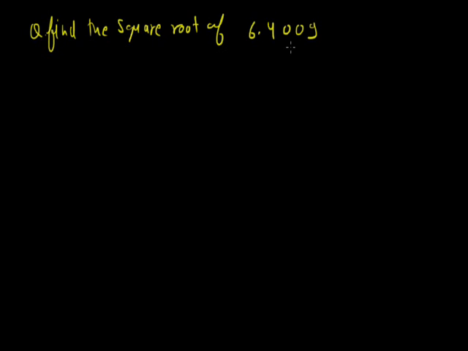Now we see how we can find the square root of decimal numbers by using the long division method. Let's see an example. Find the square root of 6.4009. हमें 6.4009 का स्क्वायर रूट फाइंड करना है with the help of long division method. Let's see how we can find it.